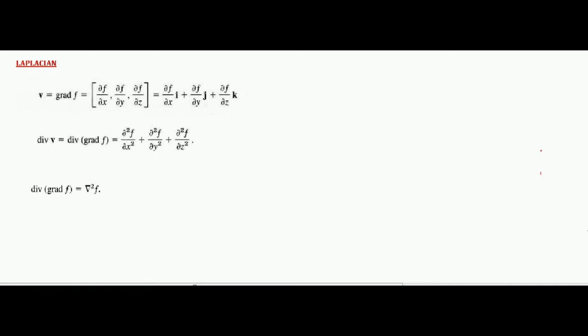So Laplacian is a mathematical operator that is represented by del square. How do we get Laplacian? When you do the dot product with a gradient of a scalar function. So the divergence of gradient, you can see it here, the divergence of gradient of a scalar function is Laplacian of the scalar function. Note that f here is a scalar function, so keep that in mind.